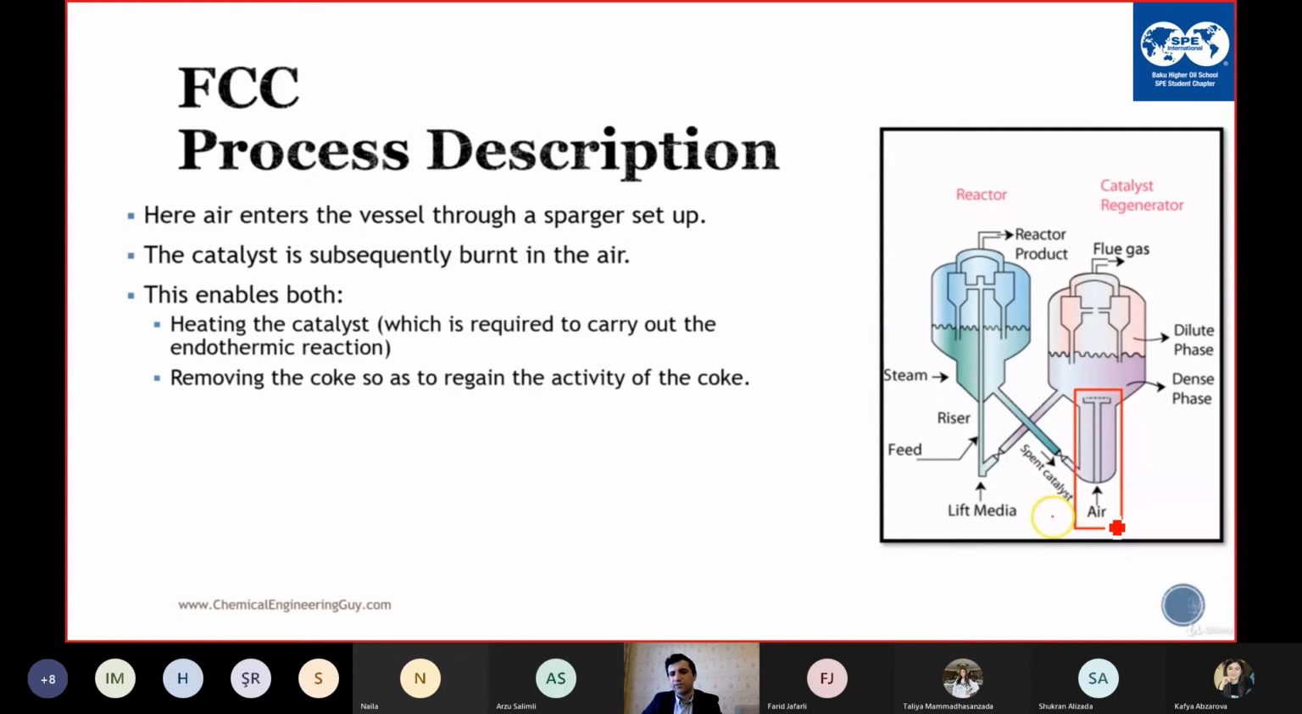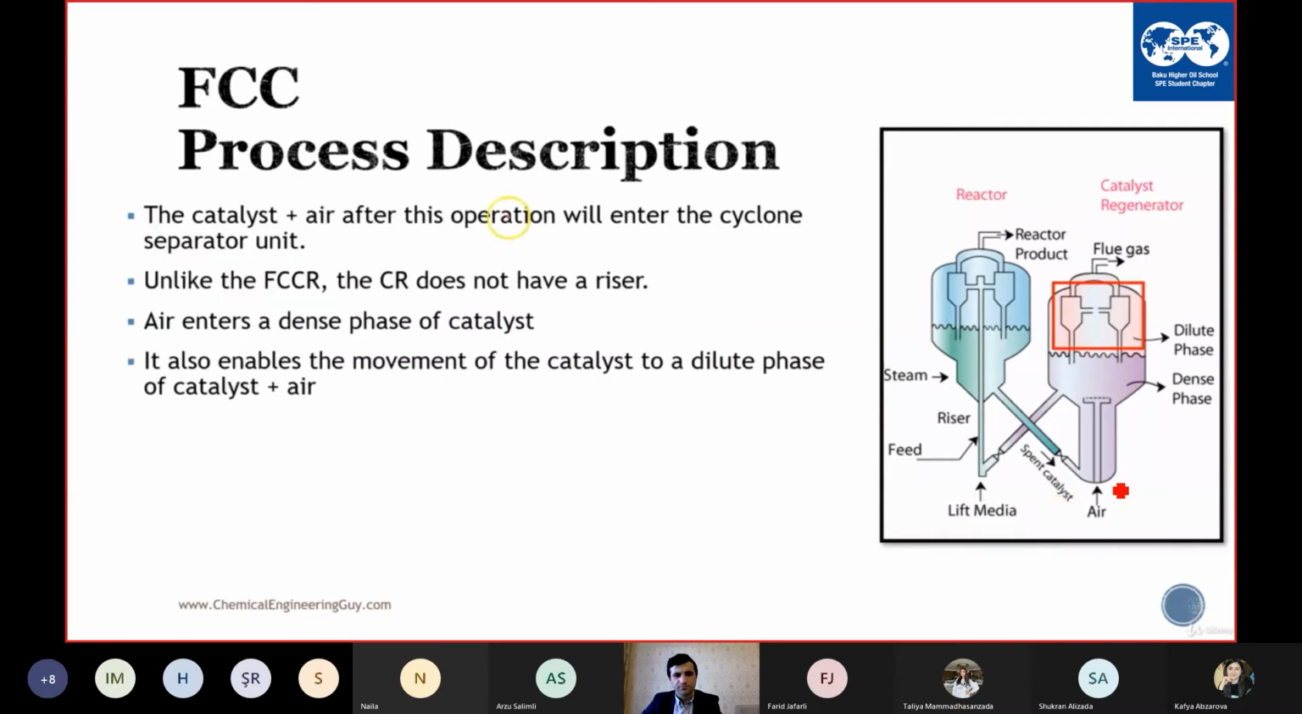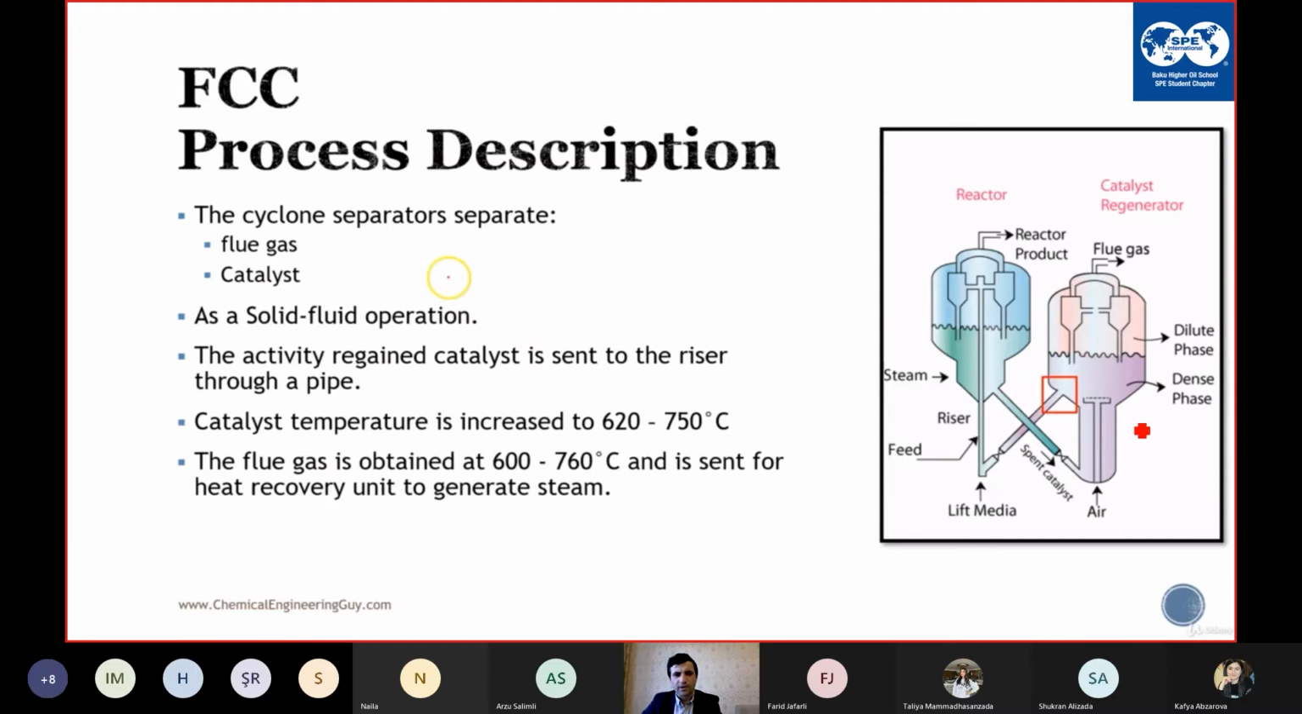And air. We use the air, as I told you before, to burn the coke deposited on the catalyst. We have again the cyclones here, and the cyclone separates the flue gases and catalyst, and the solid catalyst goes back to the reactor. This is all about the FCC process.